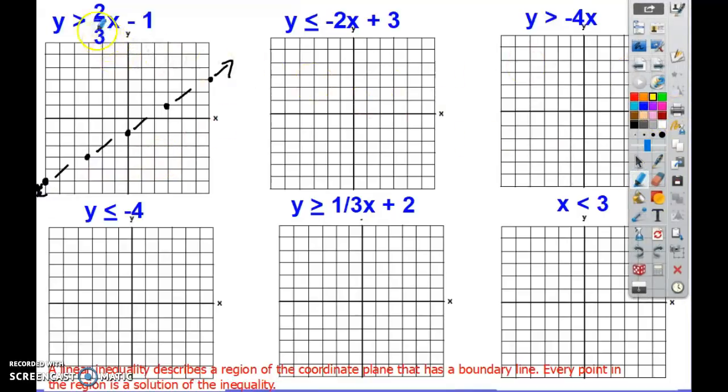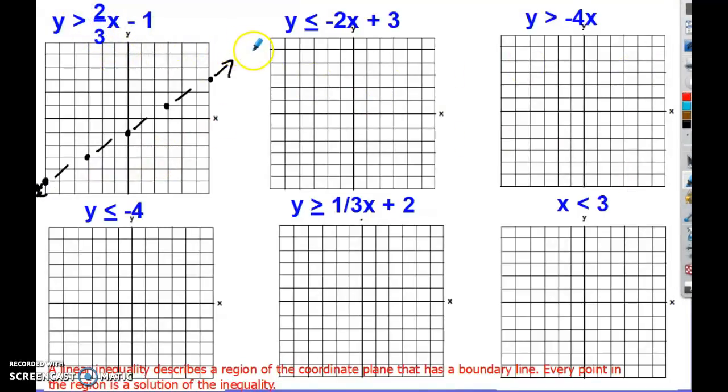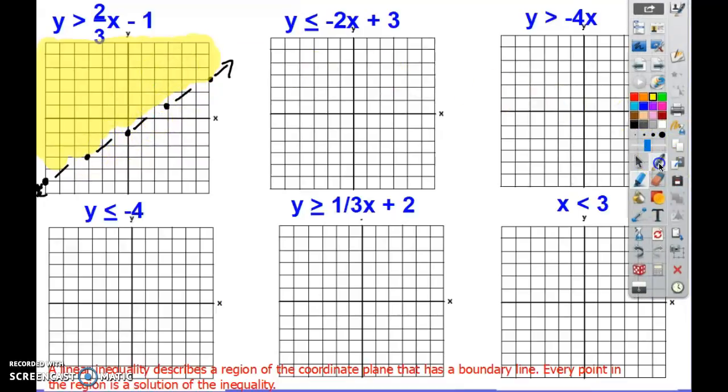Should I shade the lesser region or the greater region? Well, this is y is greater than. Everything greater than is above the line. So we shade above the line. Every ordered pair above this line, not on the line, is a solution. Let's look at another one.